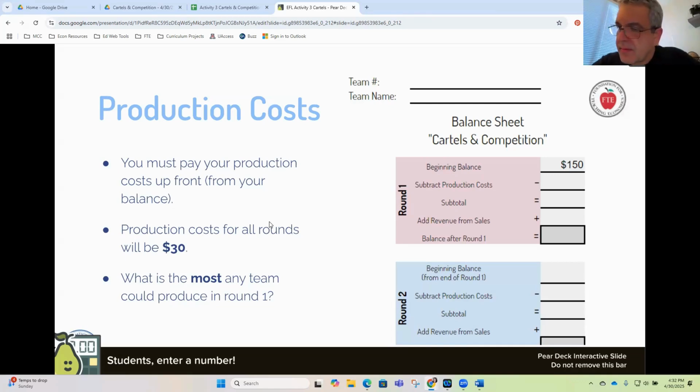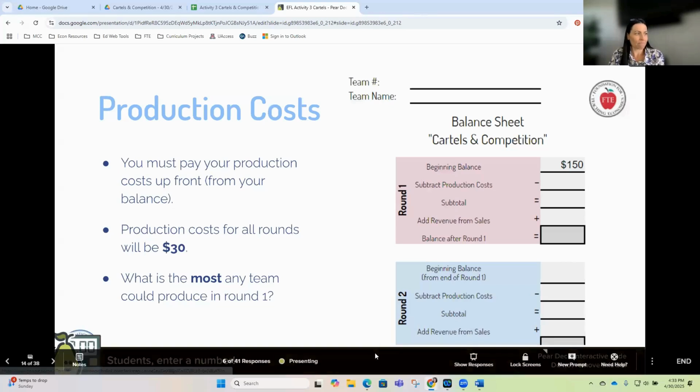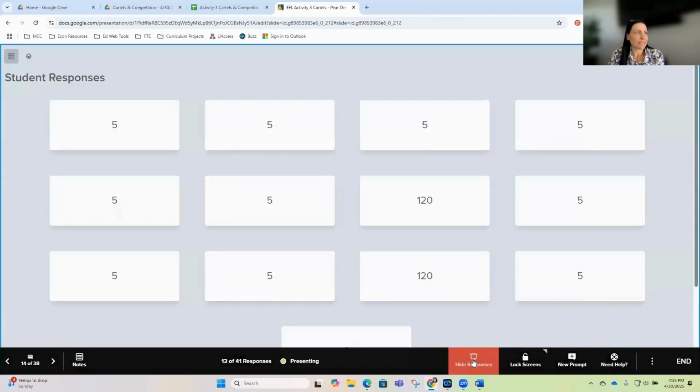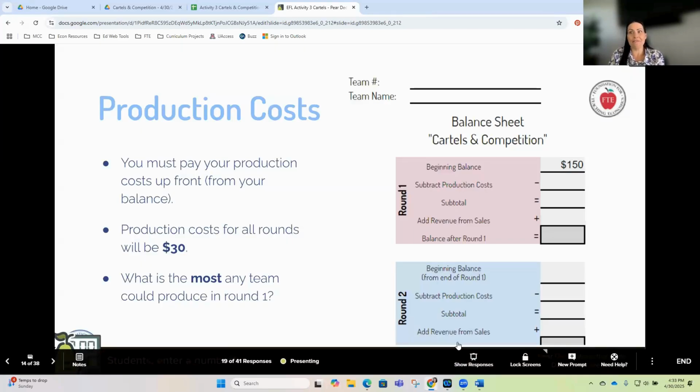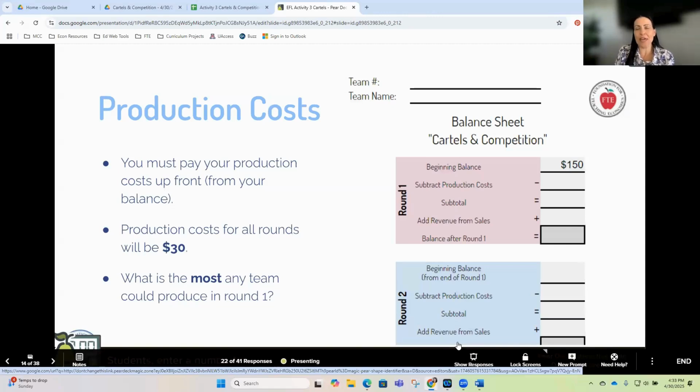All good question. So if you have to pay your production costs up front, what is the most that any team could produce in round 1? Go ahead and type that number in Pear Deck. Okay, I see a lot of 5s. I see 120, a lot of 5s. The correct answer is 5. Paul Bryant, can you tell me how you came up with 5?